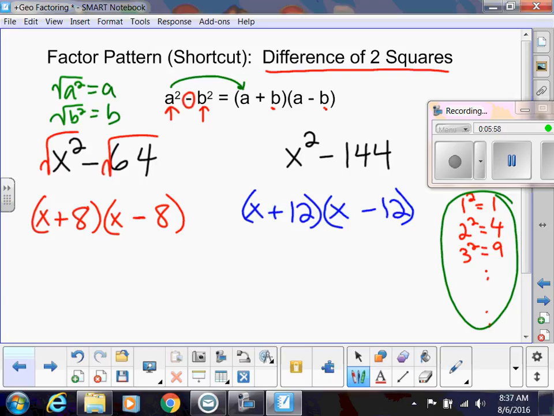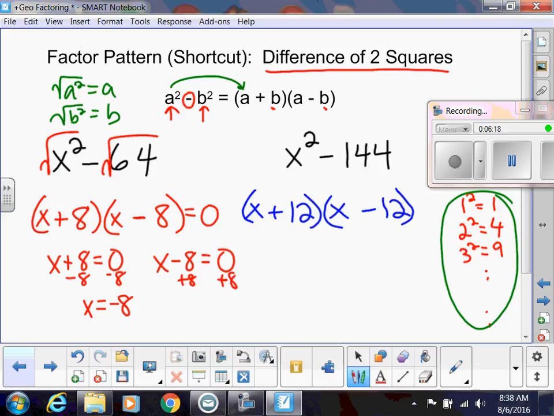Boom, you're done. Okay. As far as solving, right, if I was solving this as an equation, I would set each of these equal to 0. And then I would solve. So I would get x equals negative 8 and x equals positive 8.